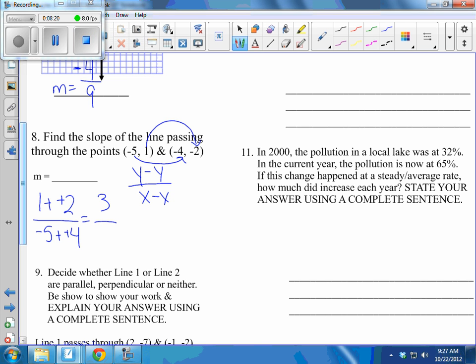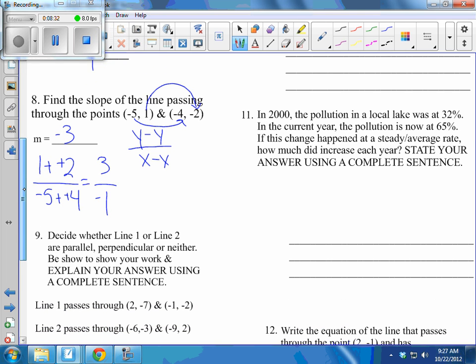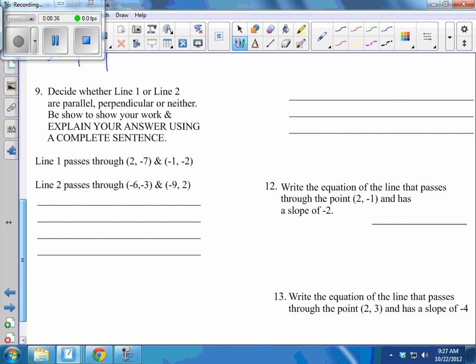When I add negative 5 and 4, I get negative 1. So my slope is just negative 3. And you could write the fraction. And if you subtract it the other way, then the negative is going to be with the 3 instead. So it doesn't matter, as long as you have negative 3 in the end. Number 9, decide whether line 1 or line 2 are parallel, perpendicular, or neither.